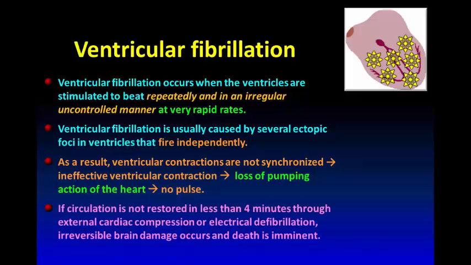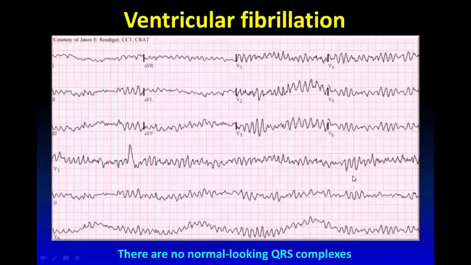And when we examine the pulse of someone who is in ventricular fibrillation, we will not be able to feel the pulse. If the circulation is not restored in less than 4 minutes through external cardiac compression, external cardiac massage, or by electrical defibrillation, irreversible brain damage occurs and death is imminent. Here we have a 12-lead ECG showing ventricular fibrillation. There are no normal-looking QRS complexes in any of the leads, and this is typical of ventricular fibrillation.